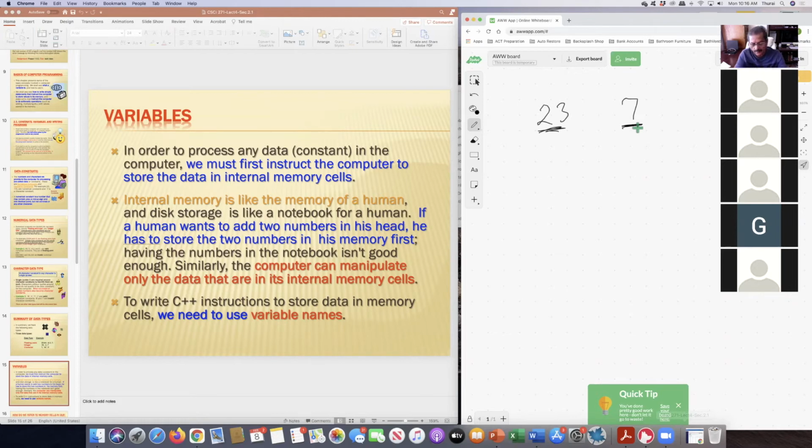So the first step is to say store 23 and store 7 in two memory cells. And that part, how do we say that? That is where the variable names come in. Variable name is a name you make up that will become name for the memory. You choose any name, and as soon as you use it in your program to write a statement using that name, it automatically becomes name of a memory cell.